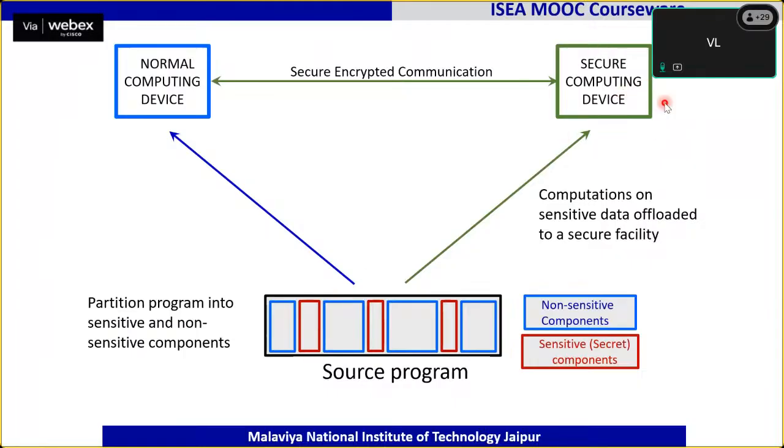Now, the secure computing device could be something like your command and control server for a botnet, so that no one knows what is happening. It could be something in the cloud, which is under the control of the malware writer. So part of the code is running on the host machine, and part of the code is running on the remote machine. So it is very difficult to know what the complete code is doing.